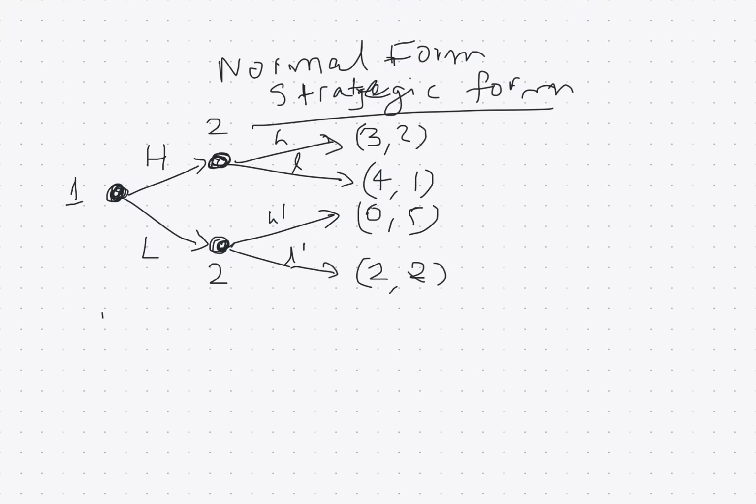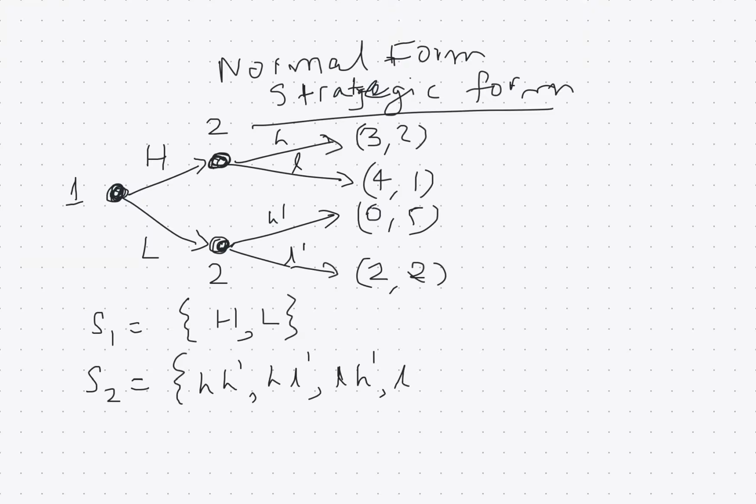So player 1 has 2 strategies, H and L, charge high price or low price. And player 2 has 4 strategies, as I described before. So either choose high price at both nodes, that's 1, high price at the top node and low price at the bottom node, low price at the top node and high price at the bottom node, and low price at both nodes. Okay, so these are the 4 strategies.